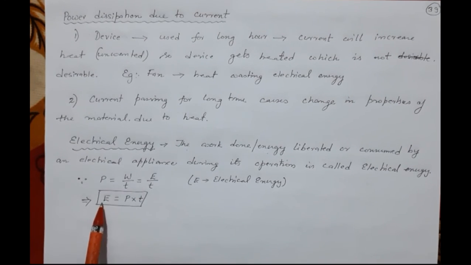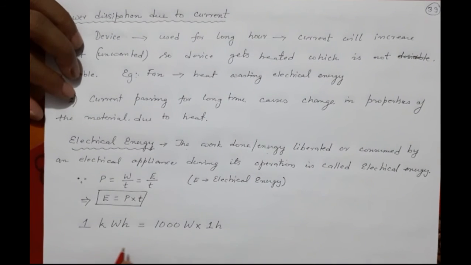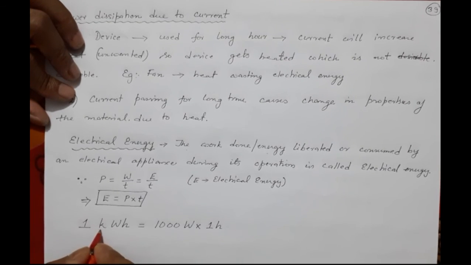So energy will be in joule, power in watt, and time in seconds. The electrical energy's unit is joule, power is watt, T is time. Now we shall convert a very common unit of electrical energy. 1 kilowatt hour is the common usage in our bills. Kilowatt is 1000 watt, and 1 hour is 1 hour.